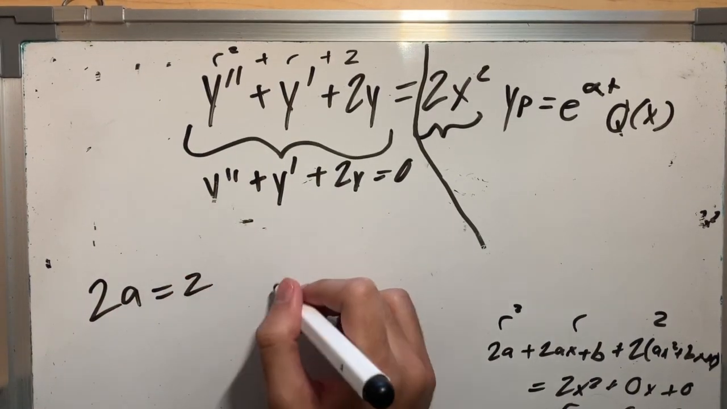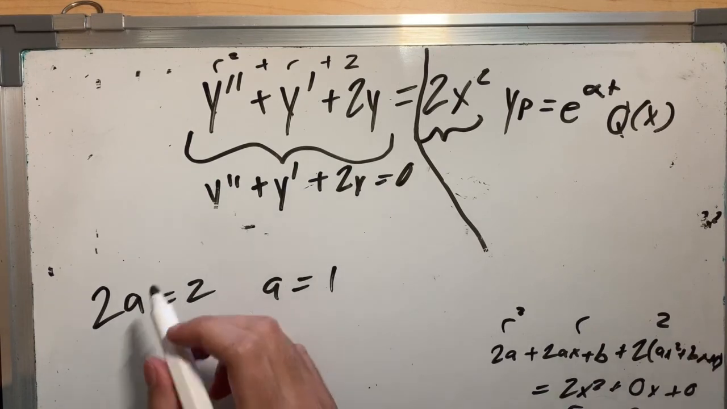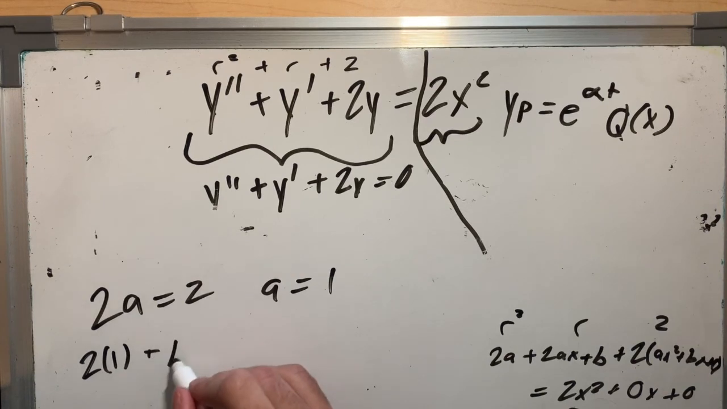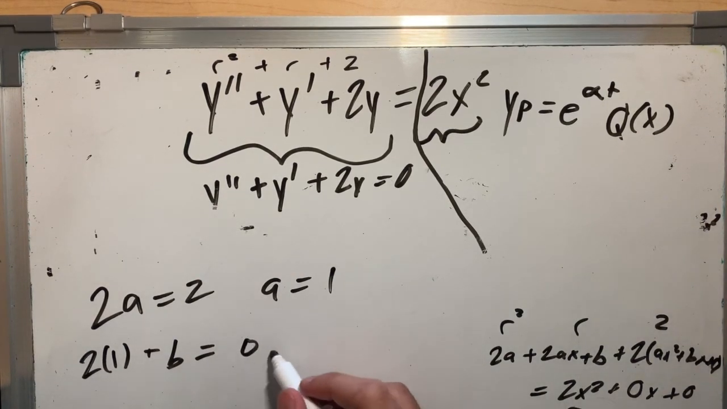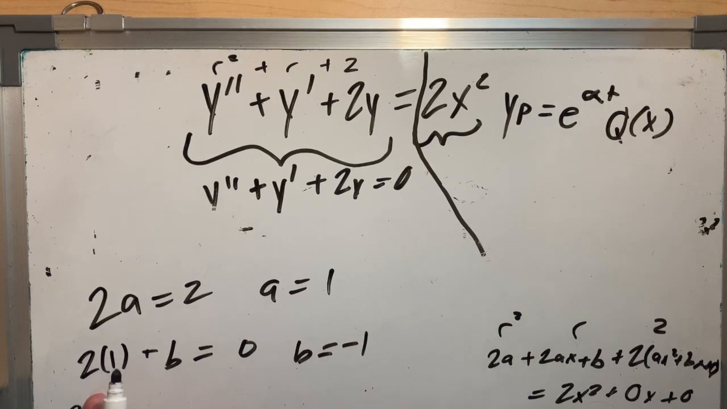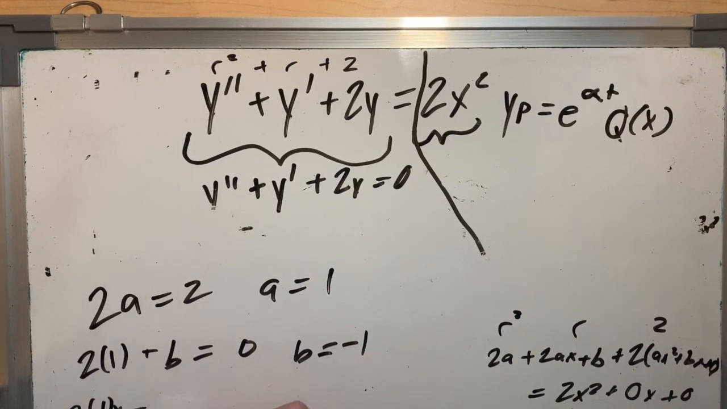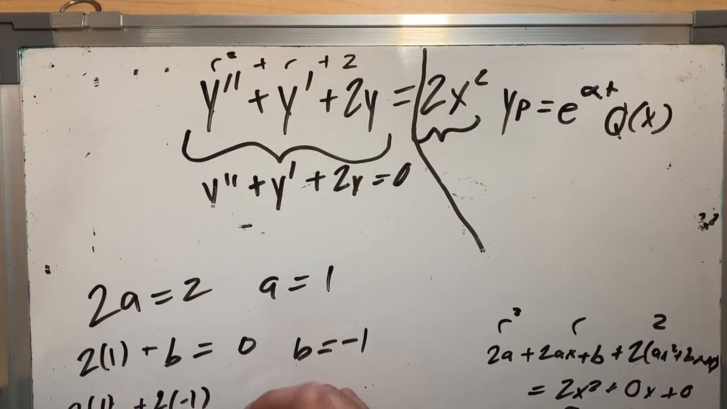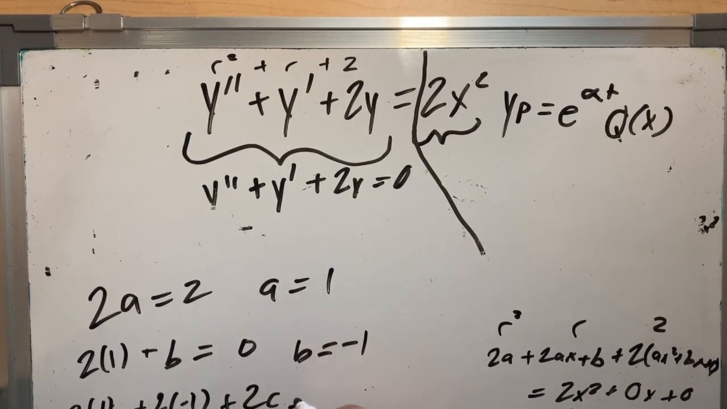So 2a is equal to 2, a is equal to 1, 2a, which is 1, plus b is equal to 0. Therefore, b is equal to -1. Then we have 2a plus b plus 2c. Why don't we just plug it in? 2 minus 1 plus 2c is equal to 0 again, which means c is equal to -1/2.